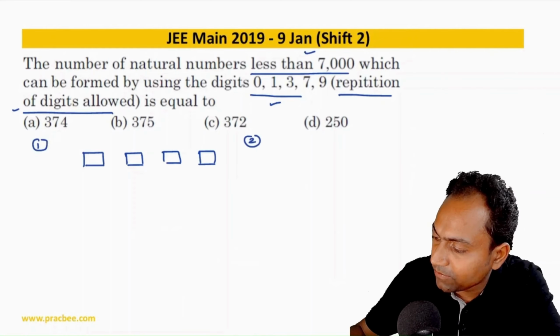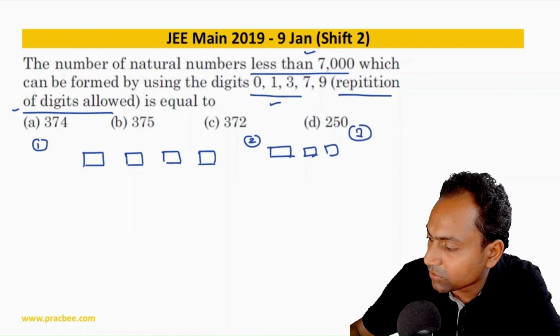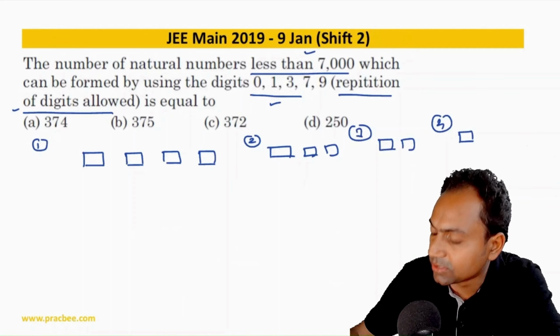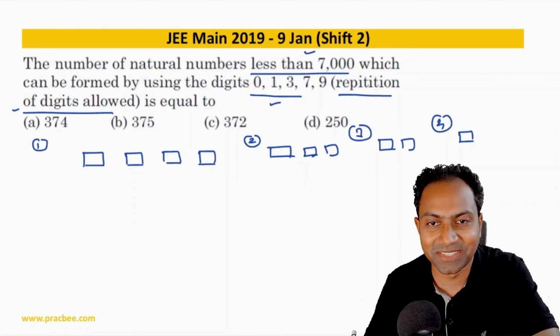In the second part, we should write all the relevant 3-digit numbers. Then in the third part, we should write all the 2-digit numbers. And in the fourth part, we should write all the single-digit numbers that are relevant. Sum them up, and then come up with an answer.